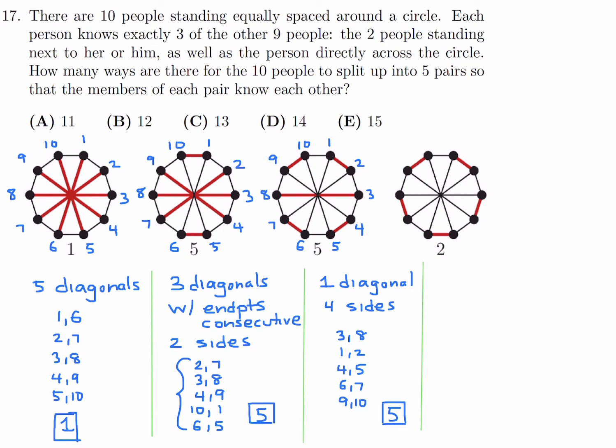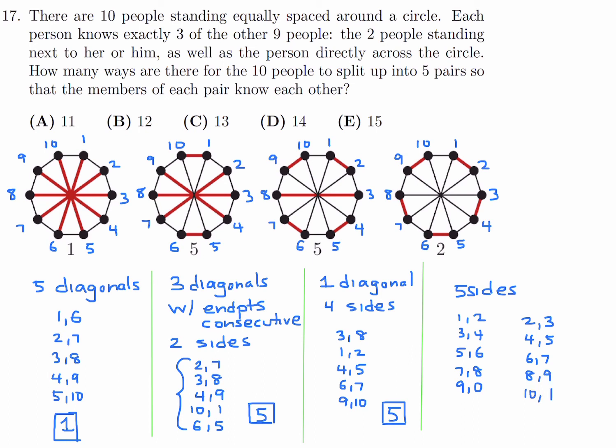And then the final scenario, which is next to it, essentially involves just all sides. So there's 0 diagonals here, just 5 sides. I'll label them. This is one way, and the other way would be the other guys. So for example, this and this and this. It would essentially just be 2, 3, 4, 5, 6, 7, 8, 9, and 10 and 1. As you can see, there's 2 of those. So now we just have to add 1, 5, 5, and 2. And when you do, you get 13. So number 17, the answer is C.